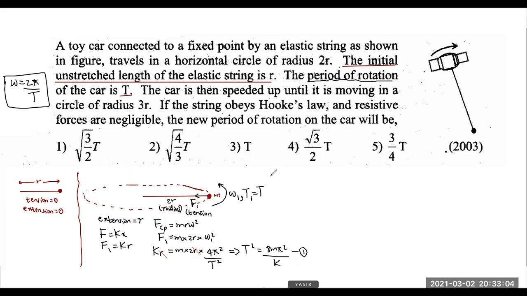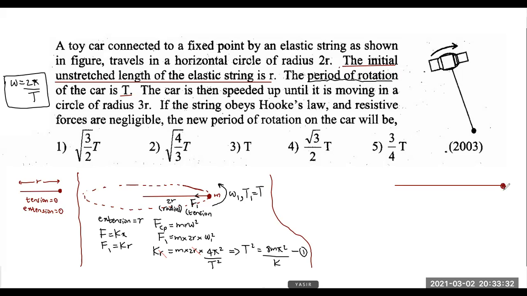First equation. It's not that hard. You just have to do each step carefully. Substitute the values carefully, and that's it. Basics. And this is the first circular motion. In the second circular motion, what's happening? The car is then sped up until it is moving in a circle of radius 3r. Now they have changed the radius. Radius is increased to 3r. So let's draw a larger circle now. Radius is how much now? 3r.